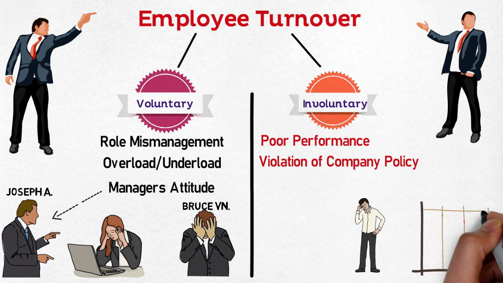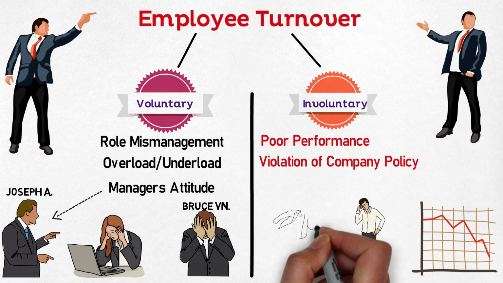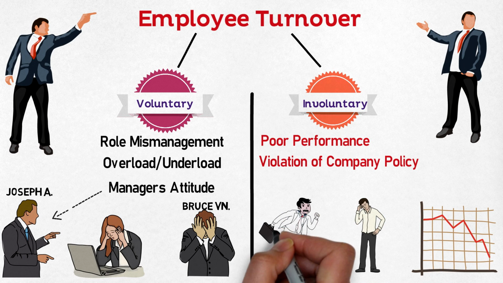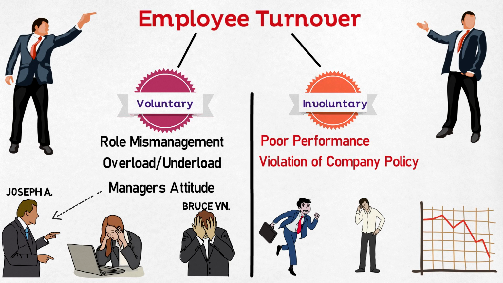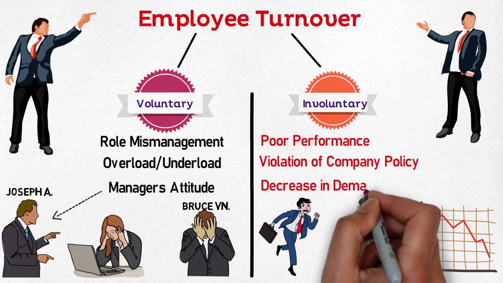Decrease in demand. In the history of mankind, never has the change been so rapid. The industries need to adapt quickly or else they'll become obsolete. Take for example Kodak, BlackBerry, or the Angry Birds game maker Rovio.